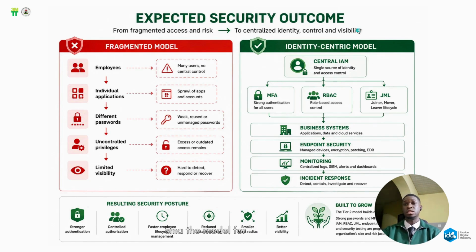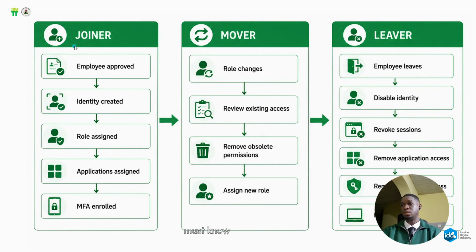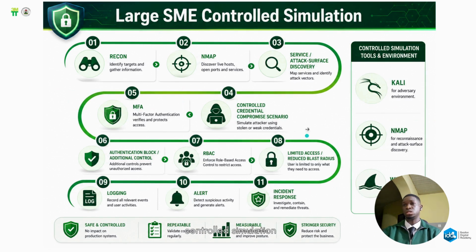This is the model for the large SMEs. For SMEs that now have employees, it's necessary that employees don't have more access than they require. They should be given distinct roles, and each role should come accompanied with the required access, so they must not be given access beyond what they need. When they join, they must know their role and have MFA installed on their system. When they change roles, they must be assigned a new policy. And when they leave, the roles must be revoked and the identity disabled. This is the overall controlled simulation for large SMEs.